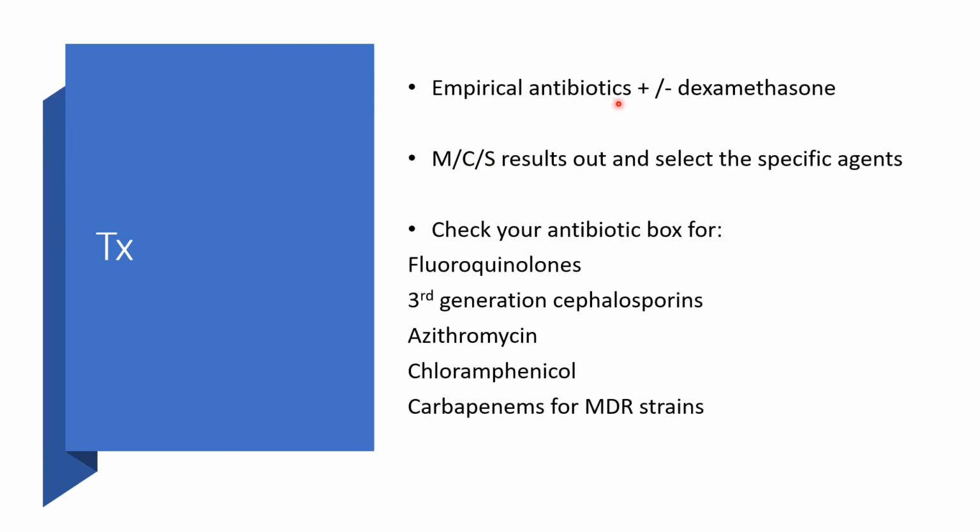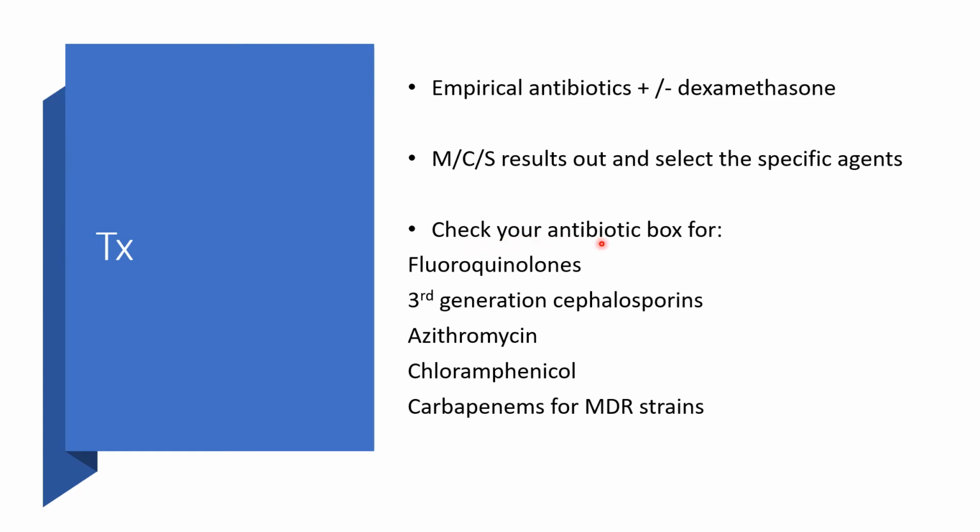Empirical antibiotics with or without dexamethasone. We will need dexamethasone if there is inflammation of the brain right now. So we'll need dexamethasone to help. And of course, empirical antibiotics can be administered. But we must have taken the sample for microscopic culture and sensitivity. But is the result here right now? If the answer is okay, we'll select the specific antibiotics at that time.